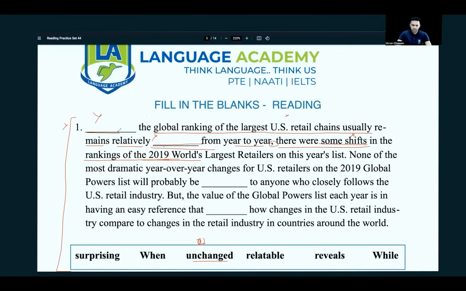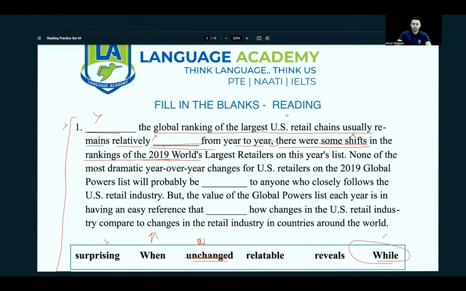First, dash the global rankings. Surprising the global rankings, no. When is used for a particular period of time? When will you come back? When will not go, this has already gone. Make sure whenever you select an option, you just place it over there so that you don't really read it again and again. Relatable though will not go. Reveals will not go. We are just left with while.